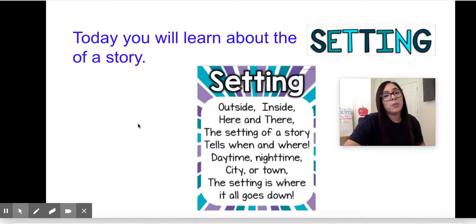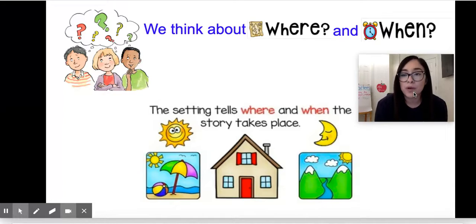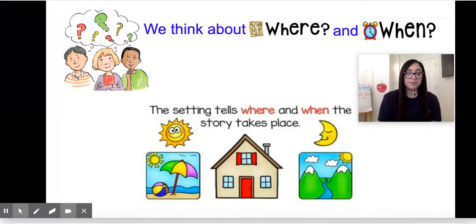Okay, and this is a little poem for setting. Okay, listen. Outside, inside, here and there, the setting of a story tells when and where. Daytime, nighttime, city or town, the setting is where it all goes down. The setting is an important part of a story.